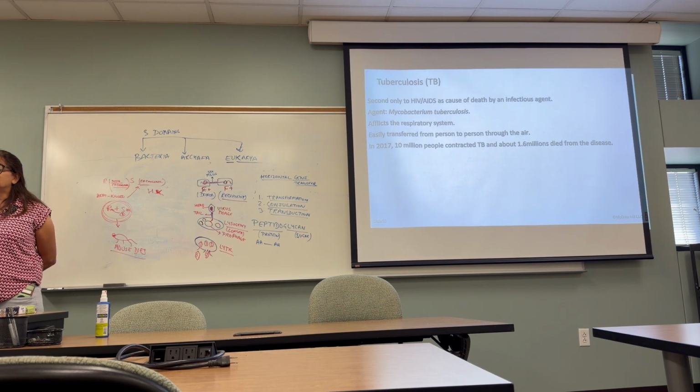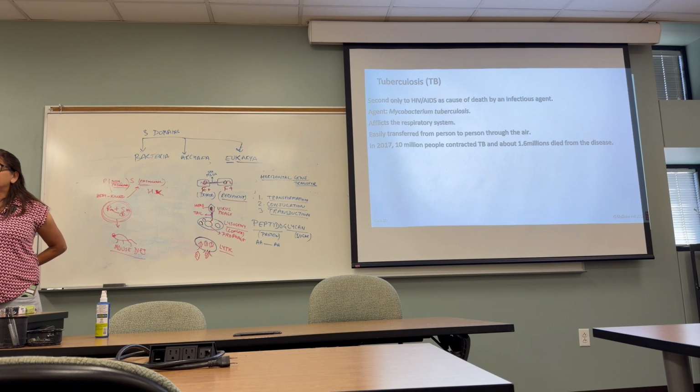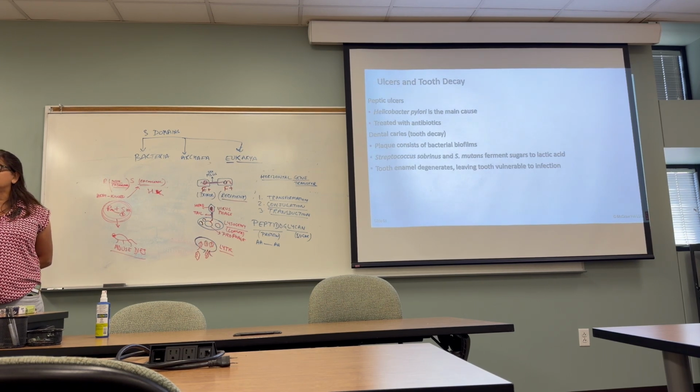Now, tuberculosis is a disease that is caused by a very deadly bacteria called Mycobacterium tuberculosis, and it affects the respiratory system. Okay, this disease is second to AIDS as a cause of death. 10 million people in 2017 contracted TB, and 1.6 million died from that disease. Because it's a respiratory disease, it can spread very easily from one person to another.